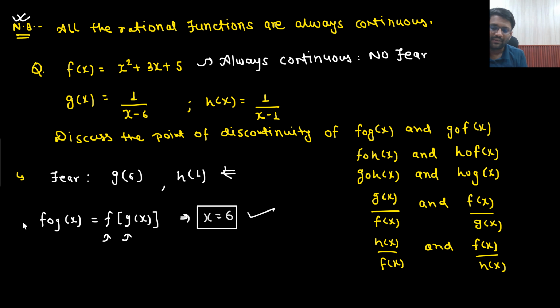Let's take this as your first one. Is that understandable to you? Only one fear is there. Only g is having the fear. g is saying that x equals 6 is my fear. What will f say? No fear is there.